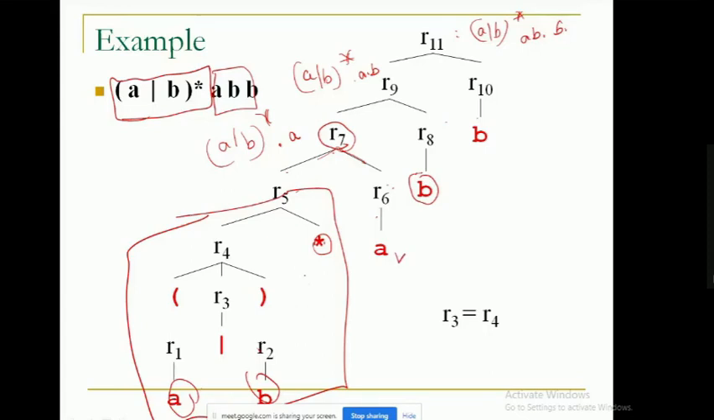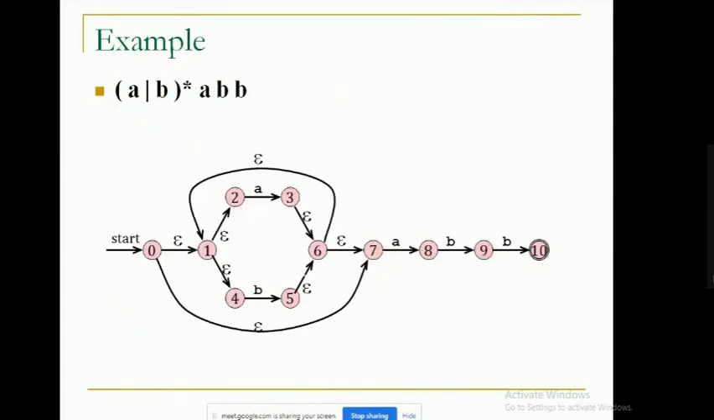If you draw a tree like this, it is very easy. So ABB can be represented on the right-hand side, and A or B is represented like this. (A or B) whole star is given, so 0 or more occurrences. For 0 occurrences, this one.